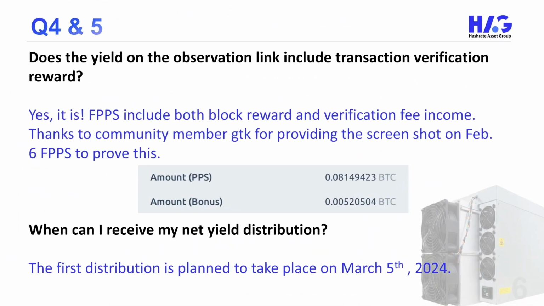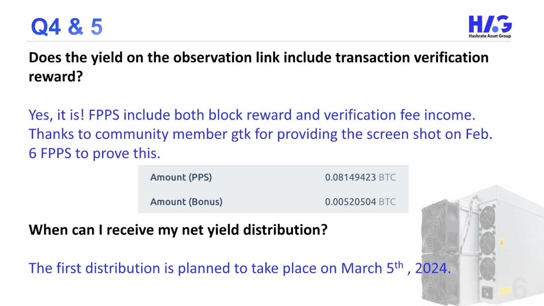Okay, question 4: does the yield on the observation link include the transaction verification reward? And the quick answer is yes, it does. It includes both. The gross yield on the observation link is FPPS, which includes both the block reward and the verification fee income.